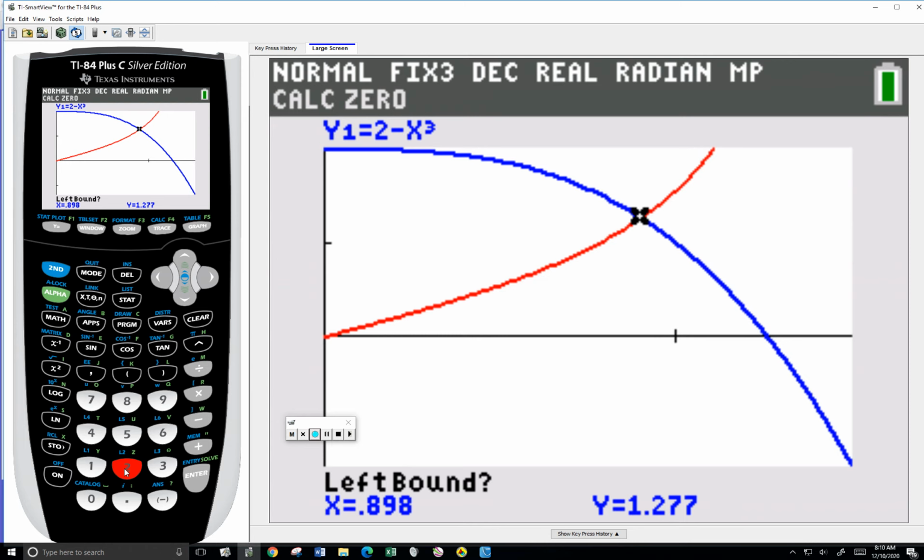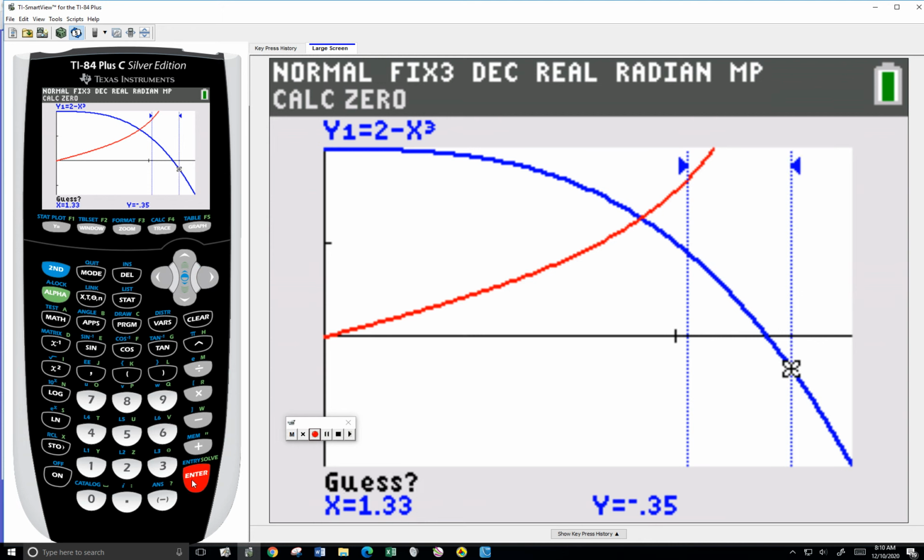It says left bound. First of all, you got to make sure you're on the right curve. I want the 0 of the blue. That makes sense. It says left bound. That means draw a line there to the left of the 0. Now move to the right of the 0. Say yes again to confirm that that's the right bound. Yes means put the cursor near the 0. Make sure the calculator reports the word 0. If you need to see it again, just wave at me.